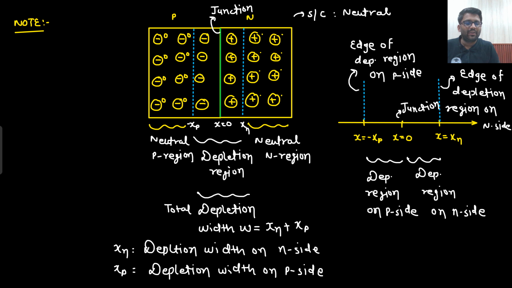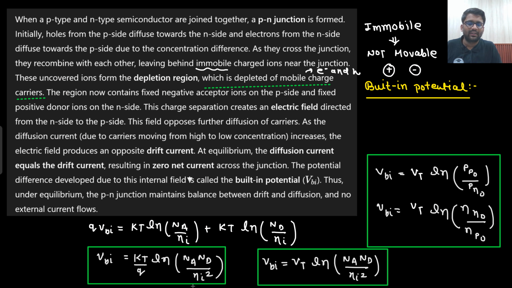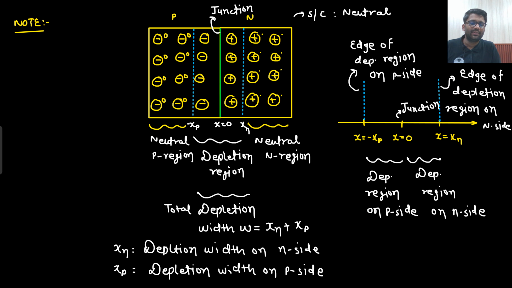So till this point in PN junction, what we have studied: we saw the physical meaning, we saw the energy band diagram, and from there we derived the formula of built-in potential. Only one formula you need to remember, and with respect to that particular formula, you will be able to derive other formulas as well. What is that formula? Vt ln Na Nd by ni square. Is that clear to you? So this kind of a built-in potential you have understood.